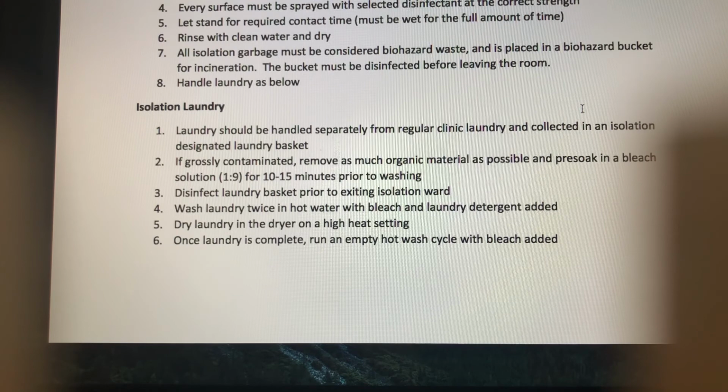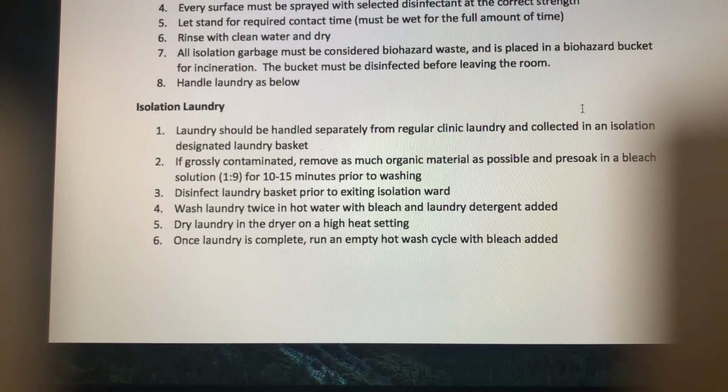Step 3, we want to take that laundry basket out of the isolation ward now. That means we need to disinfect it. Then we're going to wash the laundry twice. Both times we're washing it in hot water with bleach and laundry detergent. So the first wash with bleach and laundry detergent, it's honestly probably not doing a lot in terms of disinfection, right? Because we know that bleach is inactivated by organic material.